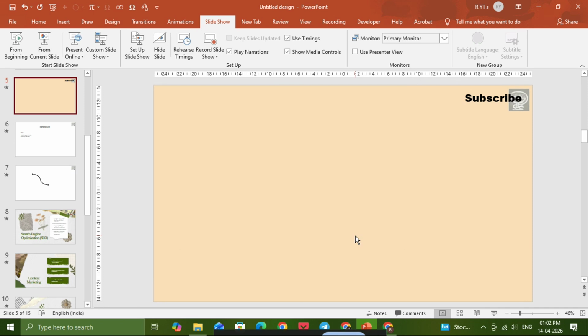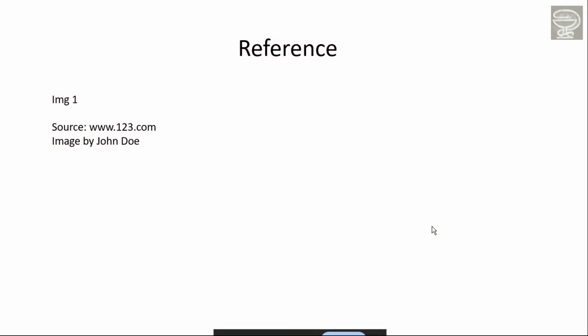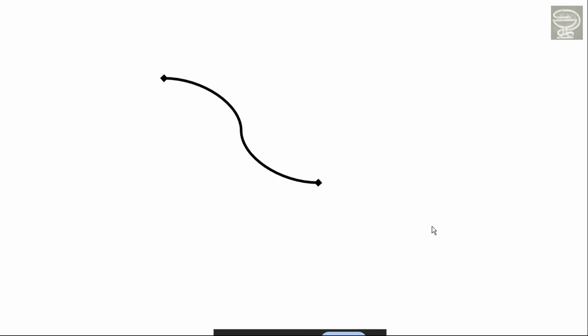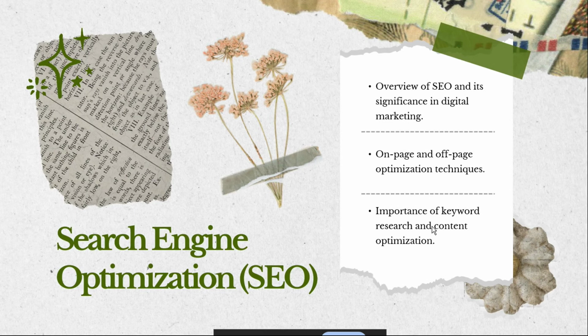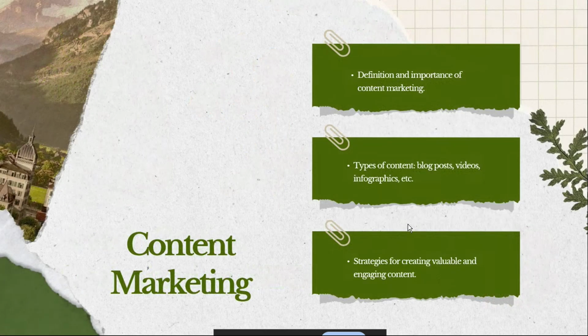Now all that's left is to start the slideshow. You can do that by pressing F5 on your keyboard. PowerPoint will launch the slideshow from the beginning, and the slides will automatically advance based on the timing you set earlier. Once the last slide finishes, the presentation will jump right back to the beginning and keep looping again and again. That's it. Your PowerPoint is now set up as an automatic looping slideshow with no extra clicks needed.